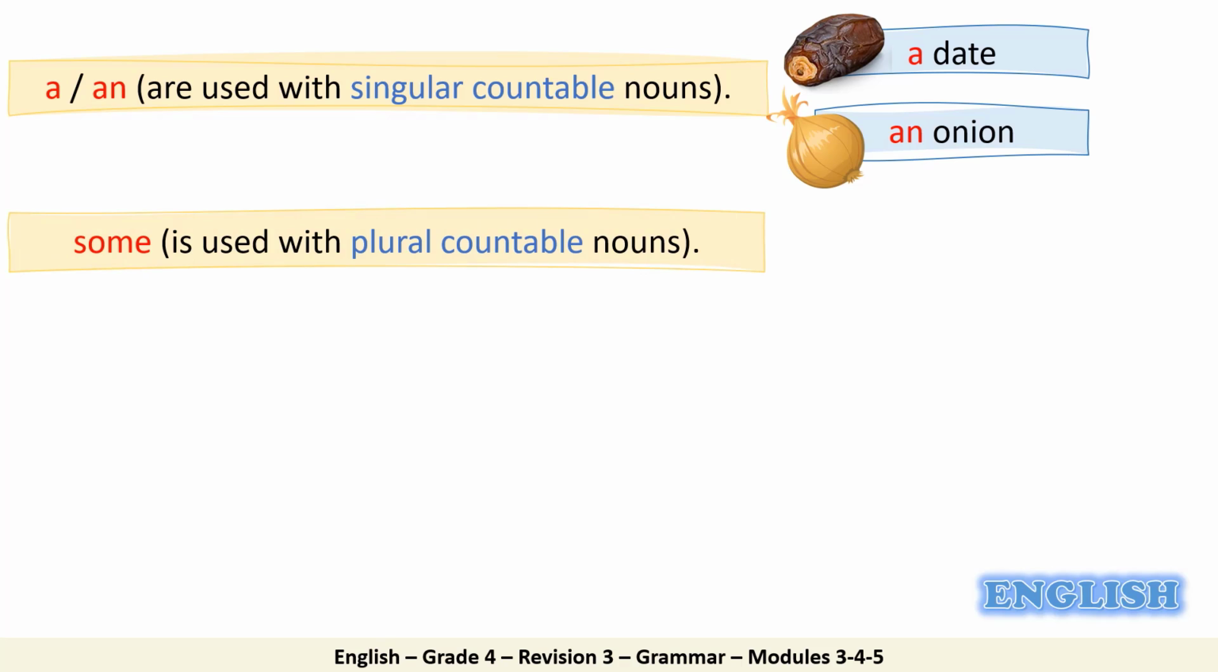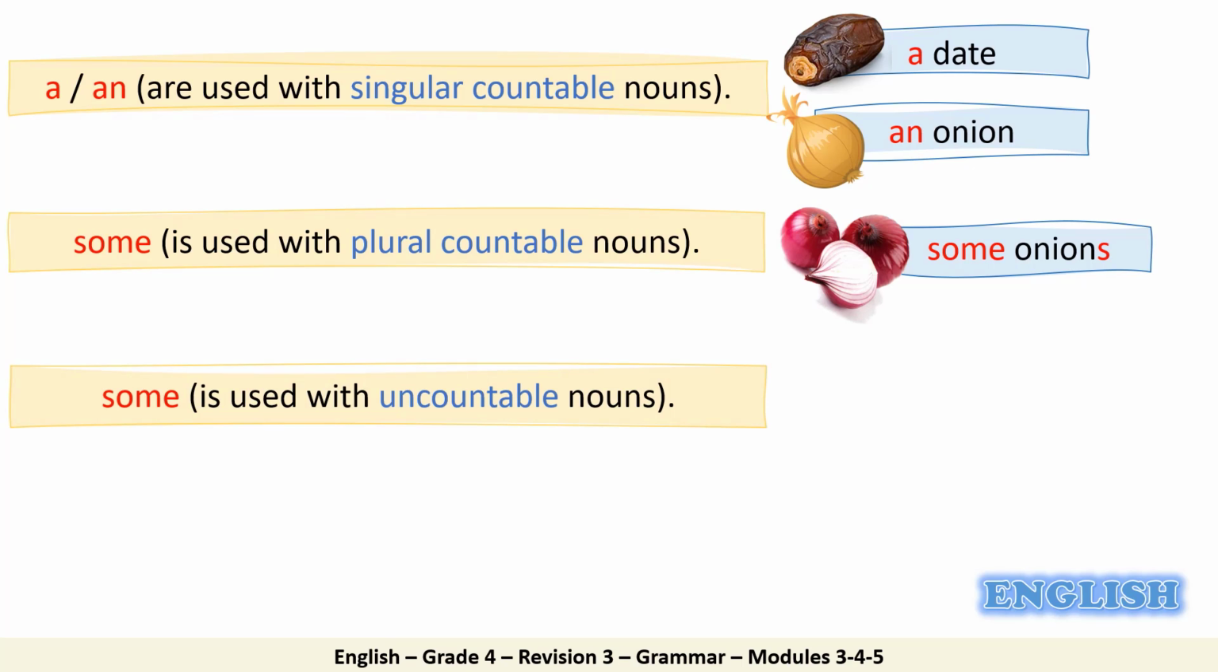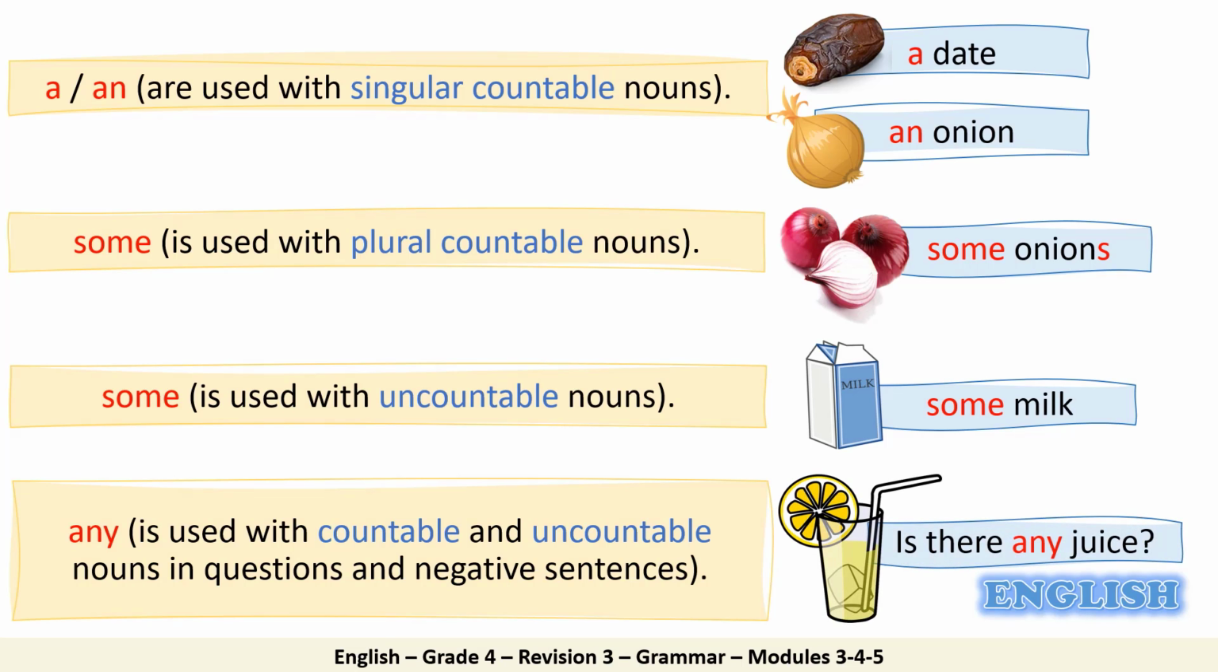Next, some is used with plural countable nouns. For example, some onions, because we can count them. Also, some is used with uncountable nouns. Look at the example, some milk. We can't count the milk. Any is used with countable and uncountable nouns in questions and negative sentences. For example, is there any juice?